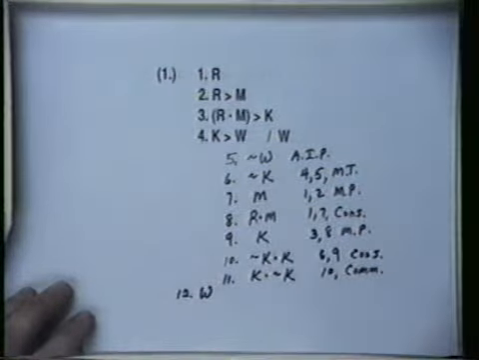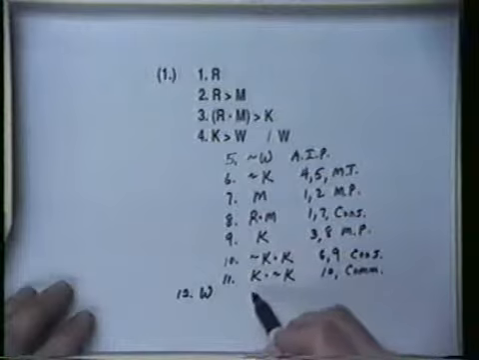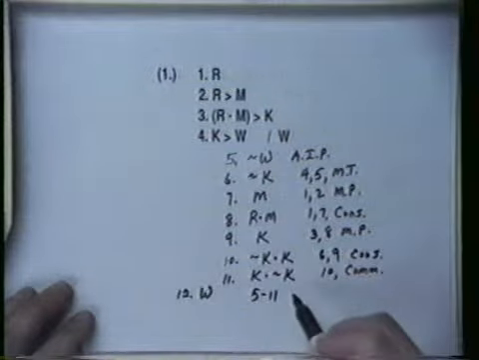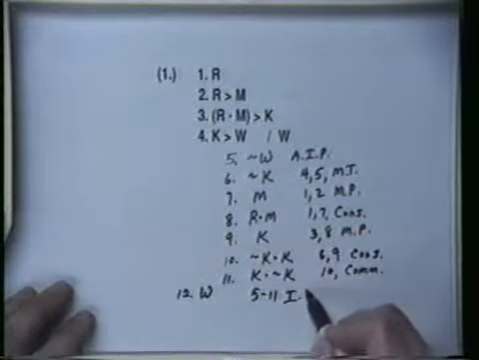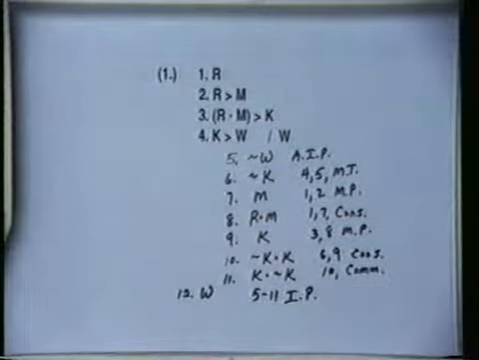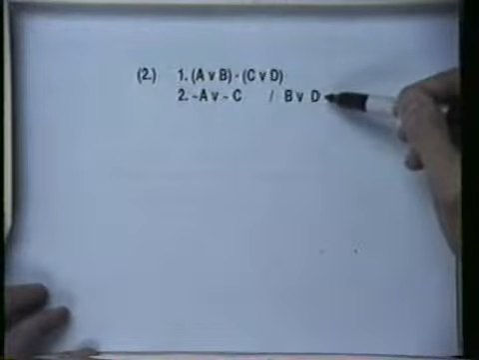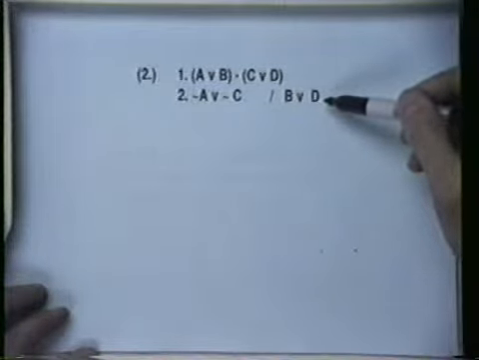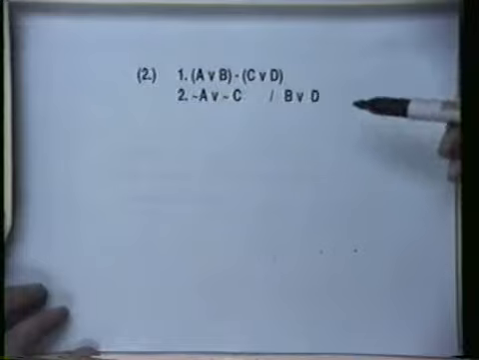W is the negation of not W, and so we cite lines 5 through 11, indirect proof. Okay, well, let's do one that's slightly more difficult. Here we'll have a conclusion that is not just an atomic sentence, but a disjunction. B or D is our conclusion. Can we use indirect proof to help us on this problem?